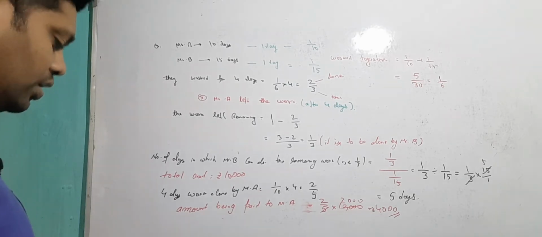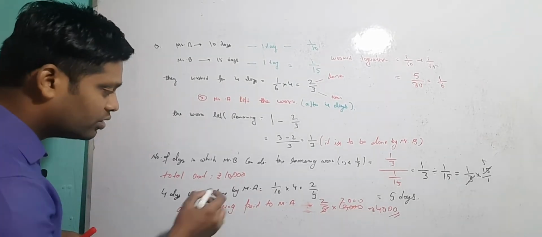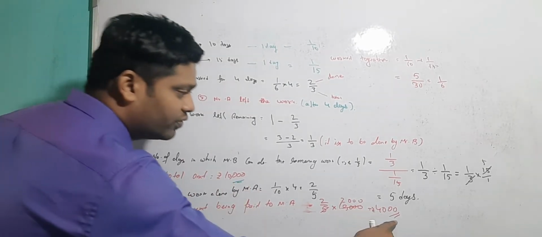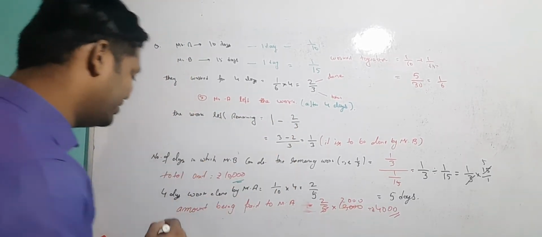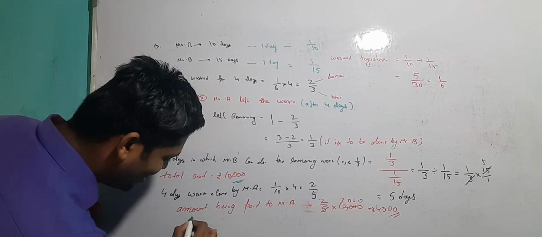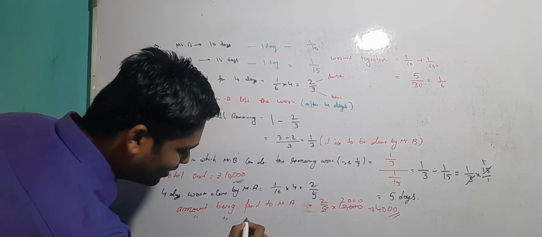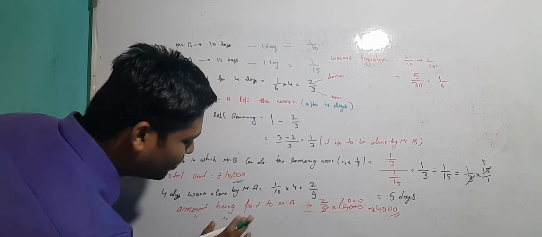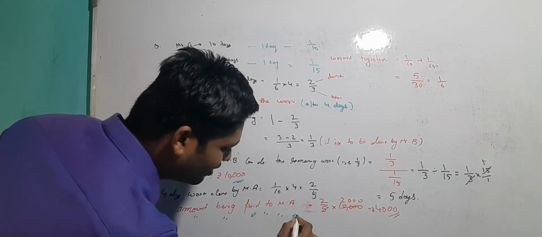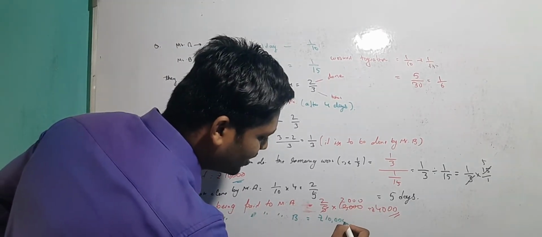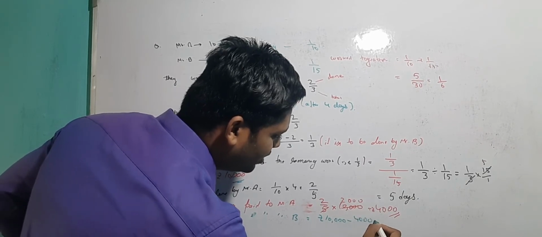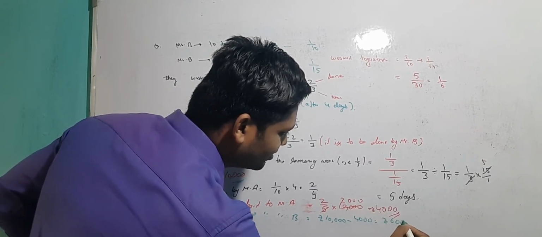Sir, what about B? B will also be paid. So the total amount is how much? 10,000. If I give 4,000 of that to Mr. A, Mr. B will get, sir, 6,000. You're very intelligent. So the amount being paid to Mr. B is totally how much? 10,000 rupees minus 4,000, so it will be rupees 6,000.